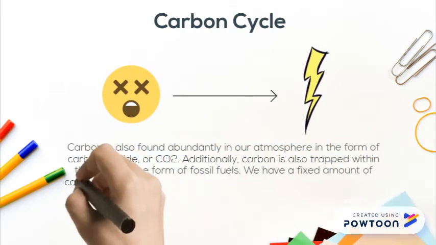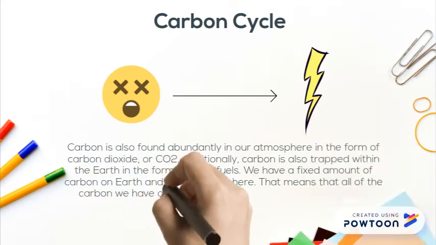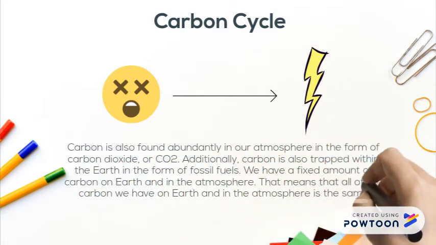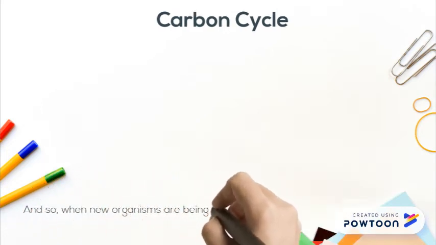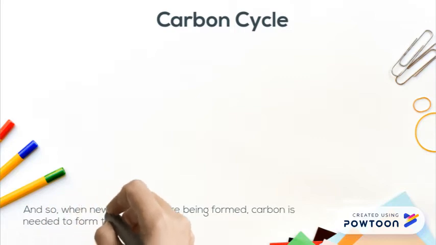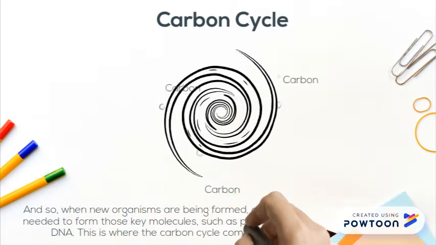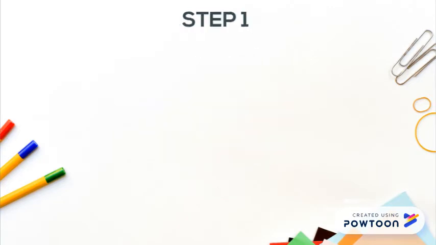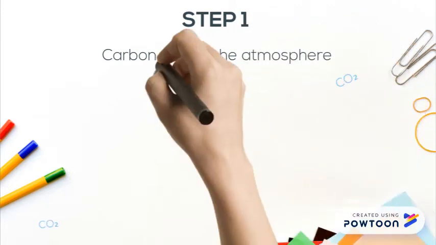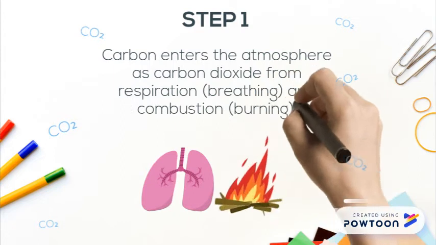We have a fixed amount of carbon on Earth and in the atmosphere. That means that all of the carbon we have on Earth and in the atmosphere is the same amount we always have. And so, when new organisms are being formed, carbon is needed to form those key molecules, such as proteins and DNA. This is where the carbon cycle comes in. Step 1. Carbon enters the atmosphere as carbon dioxide from respiration, breathing, and combustion, burning.